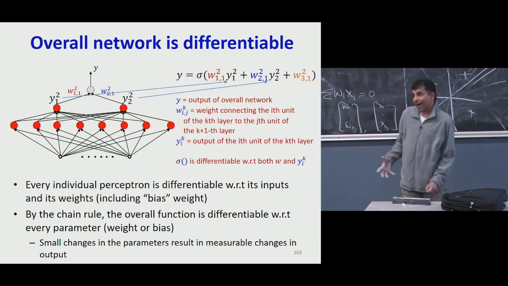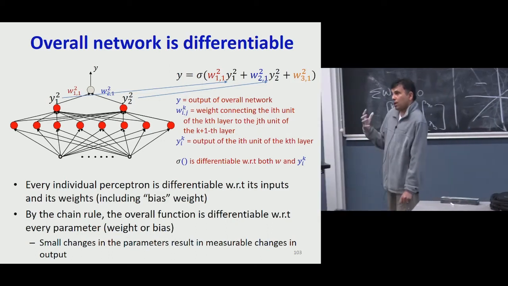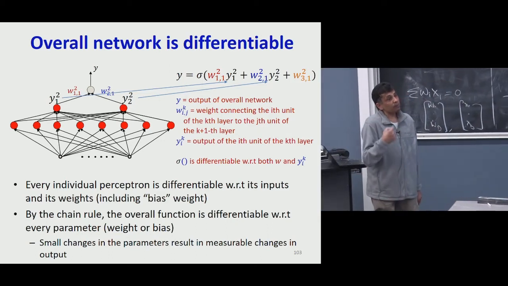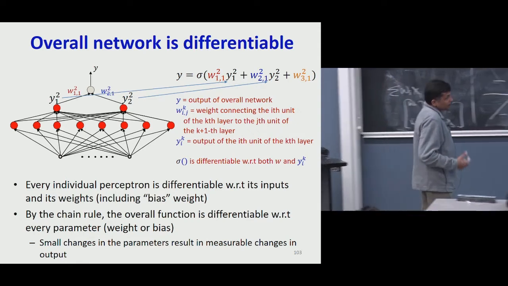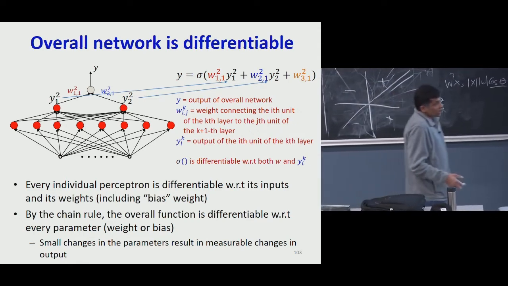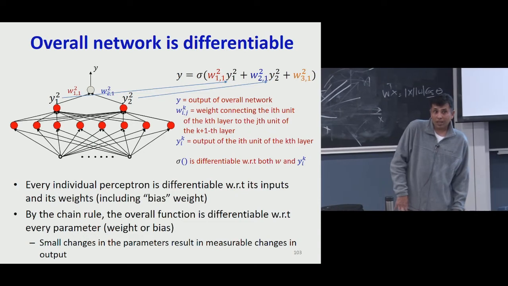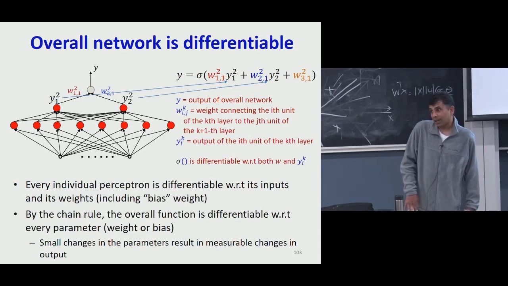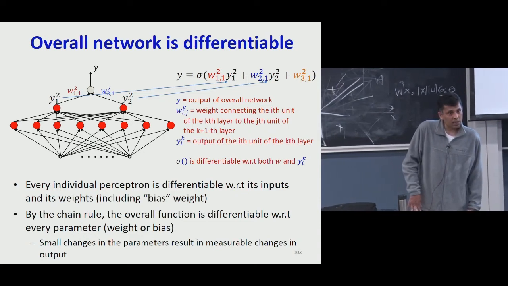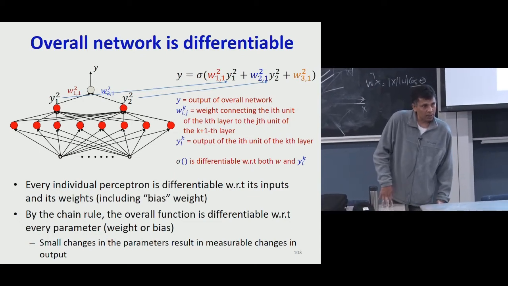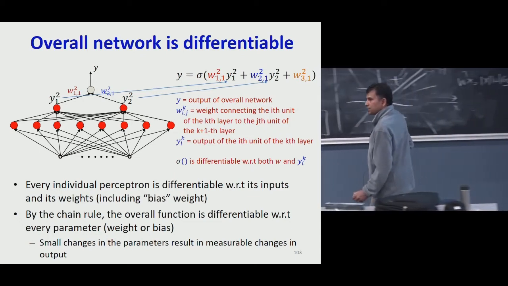In other words, the entire network is a differentiable function, and it's differentiable with respect to every parameter in the network. And differentiability basically tells you how much small changes are going to affect the output. And once I know that, I have the handle, the ability to make corrections to each of these parameters to make the output as correct as possible.